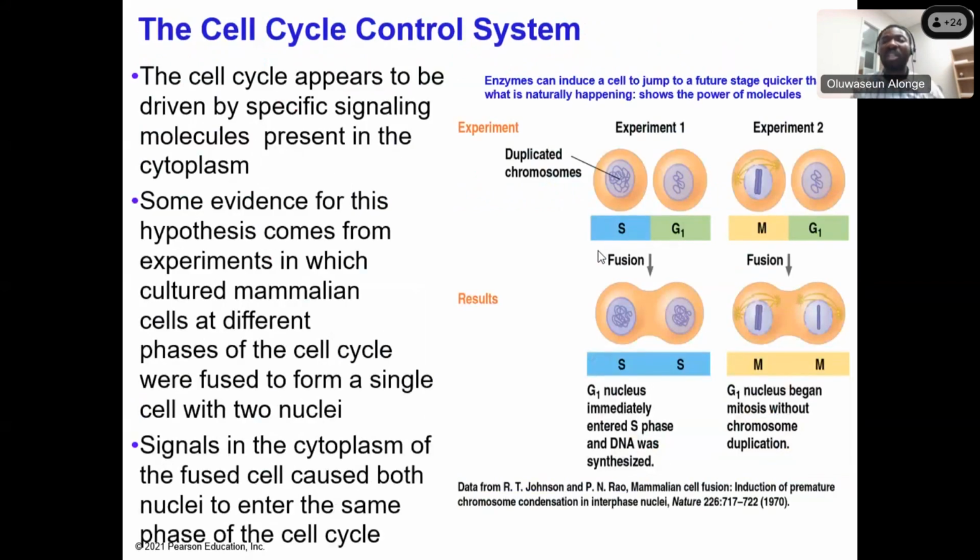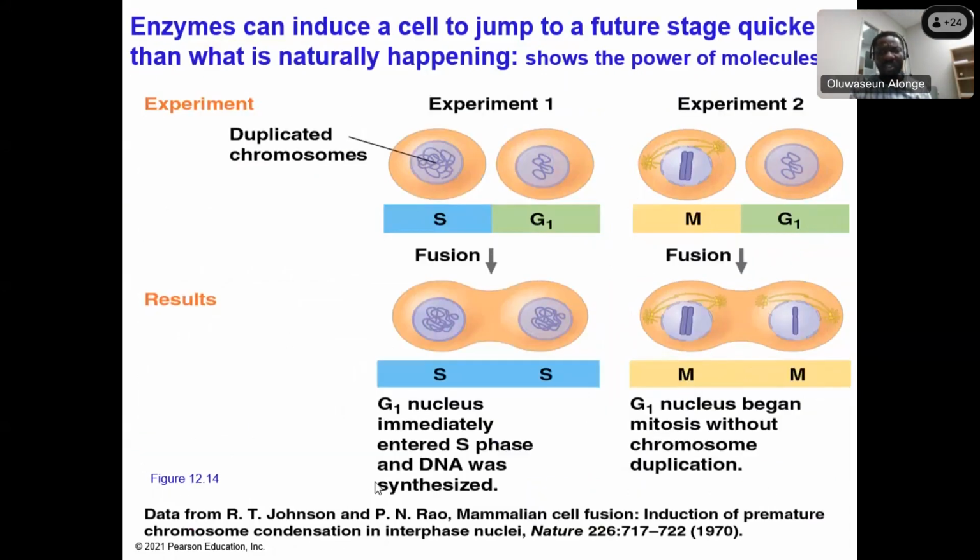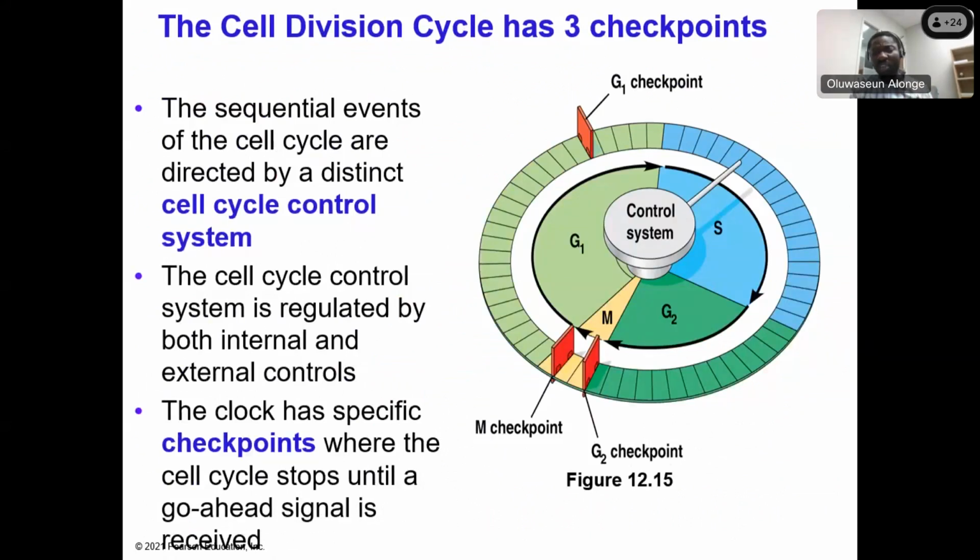Now, the cell cycle control system, we're going to start looking at that. The cell cycle appears to be driven by specific signaling proteins and molecules present in the cytoplasm. Some evidence for this comes from experiments in which cultured mammalian cells at different phases of the cell cycle were fused to form one cell with two nuclei. Signals in the cytoplasm of the fused cells cause both nuclei to enter the phase of the cell cycle. All right. So this is a checkpoint. So we call it cell cycle checkpoint.